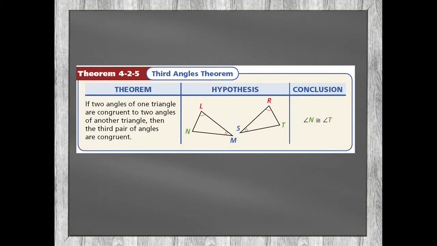The third angles theorem: if two angles of one triangle are congruent to two angles of another triangle, then the third pair of angles are congruent. This only makes sense because all three add up to 180. And this is kind of like being supplementary to something. The measures of the other two are supplementary to the third. If you can prove two angles are congruent, then you can prove that the other ones are as well.